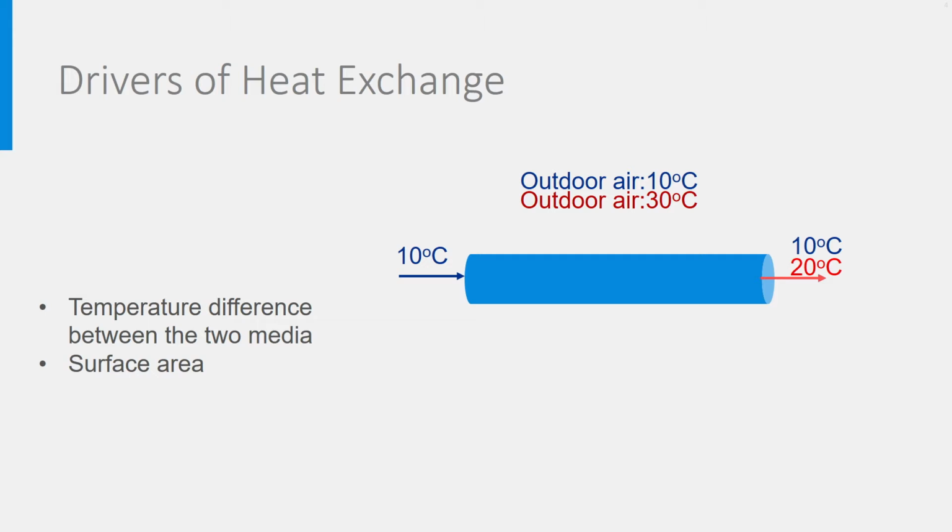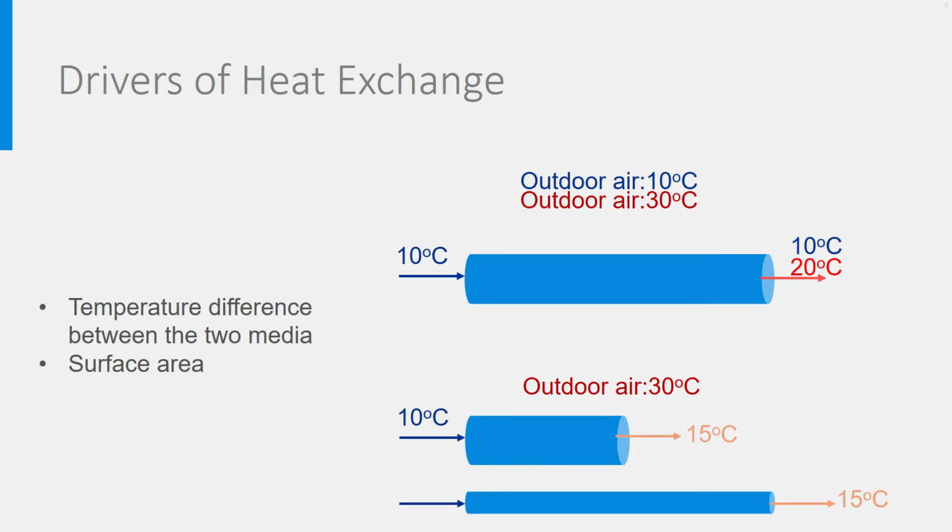Second, you need enough heat exchanging surface. If you have just a very short pipe or a pipe with a very small diameter, you also intuitively feel that there will be less heat exchanged and the water temperature at the outlet will be lower, in this example 15 degrees Celsius instead of 20. So, we have two important parameters: the temperature difference between the two media and the surface area of the heat exchanger.